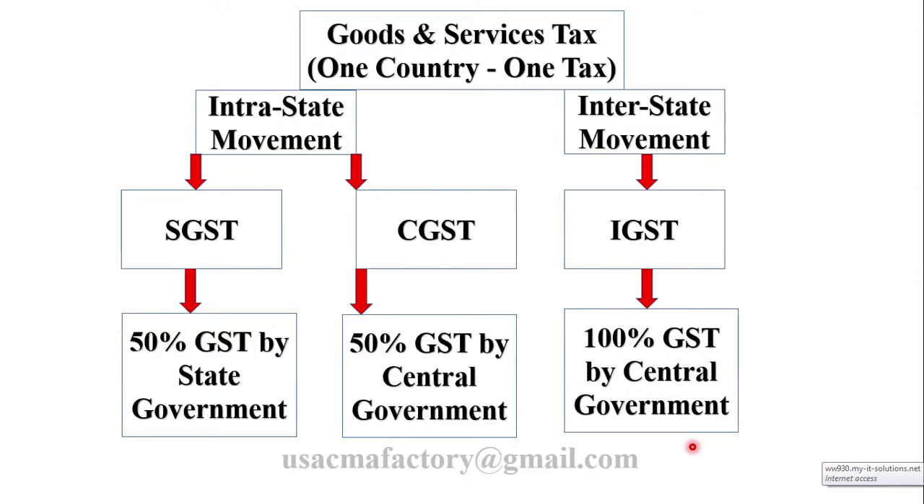Intrastate movement. Under this, SGST and CGST are both simultaneously imposed, with a 50% share for each government, state and central. Interstate movement. Under this, GST is known as IGST and 100% of the GST is imposed by the central government.